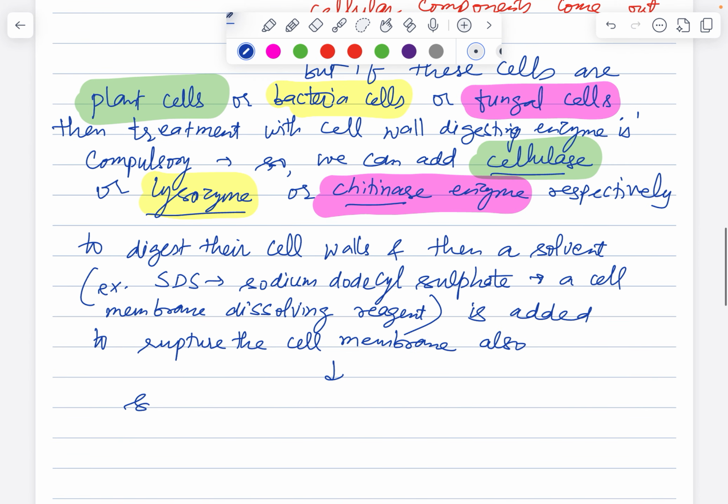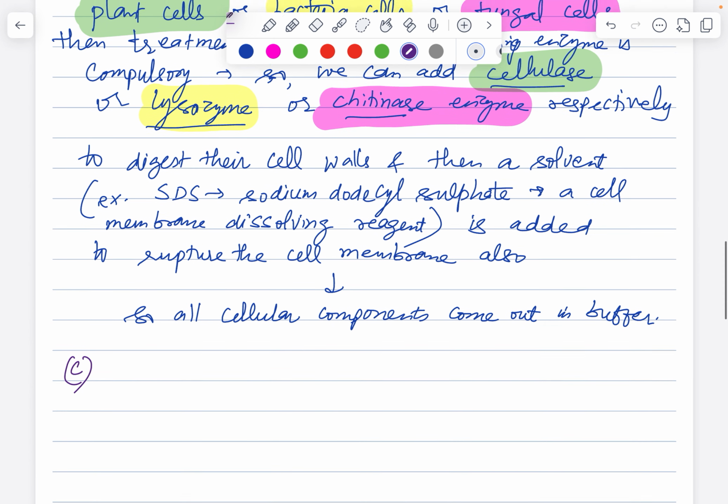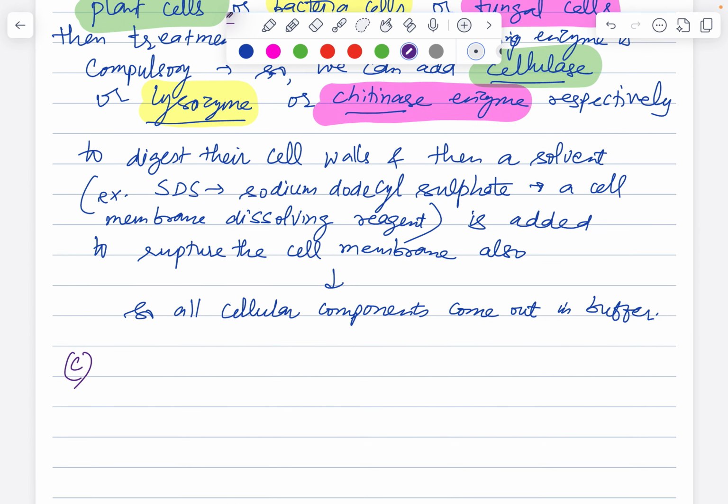So that all cellular components come out in the buffer solution now. Because the cell wall is digested and the cell membrane is digested, everything comes out in the buffer. What do we want from all the cellular components? Only DNA. But DNA is always associated with some proteins like histones, for example.